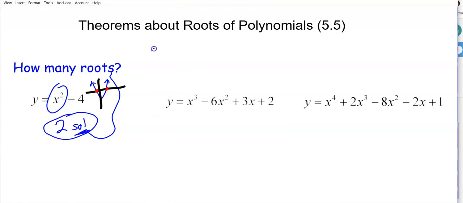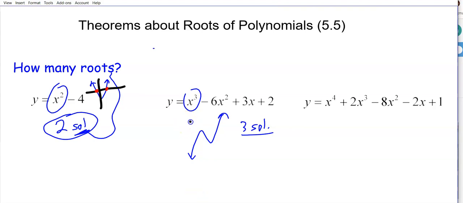So this one is x to the third. You know the end behavior. The graph's going to look like this, might have some wiggles in between, but it's going to have a total of three solutions. That should not surprise you, right? It's x to the third power, so there'll be three solutions. It doesn't mean they're all real.